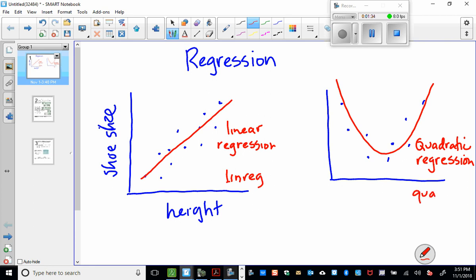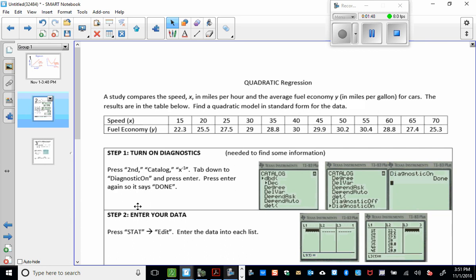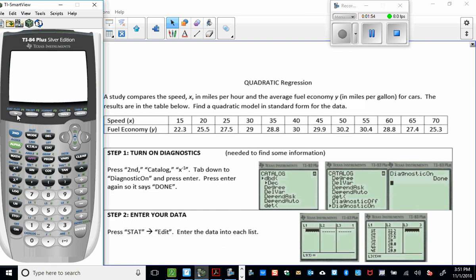Okay, so let's talk about how we give the data to the calculator and then how you get the calculator to actually do the regression. So I'm going to open up my calculator and I'm going to open to the page that you have in front of you. And there's my calculator, Y equals. Now, first thing I would do is go ahead and clear the calculator. So you hit second, plus sign, 7, 1, 2. And then your calculator is reset and ready to go.